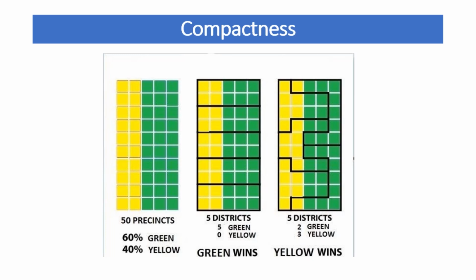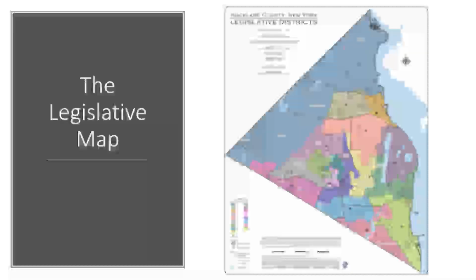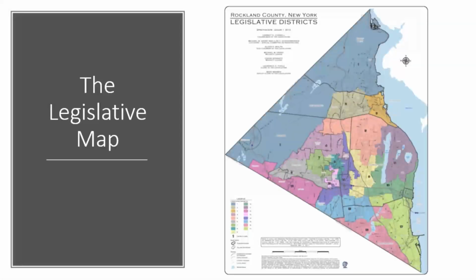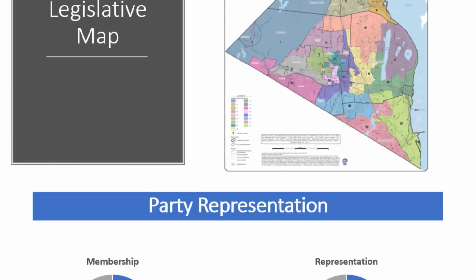So compactness is important, but it's not the only factor. The main factor to consider is how the district lines preserve the will of the voters. Now let's have a look at Rockland County. We can see that the district lines for the Rockland County Legislature are, in many cases, not very compact. We're going to take a closer look at just a few of these districts in the following slides.